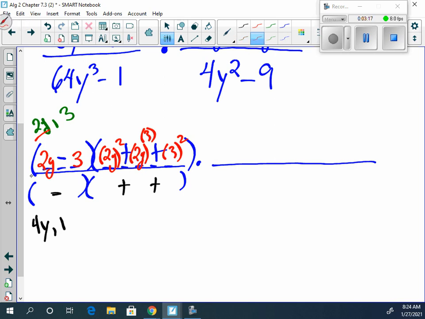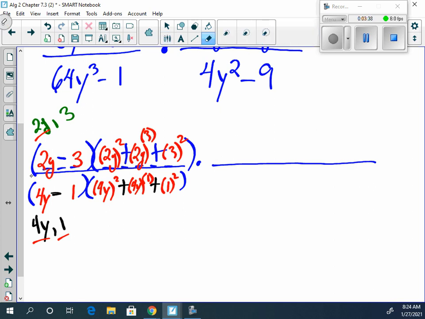Now we can plug in the first term, our 4y. We'd have 4y squared, and 4y. Now we can plug in our other term, the 1: 1 and 1 squared. Any questions on how we did these two differences of perfect cubes? Any questions on how we did either one of these here?